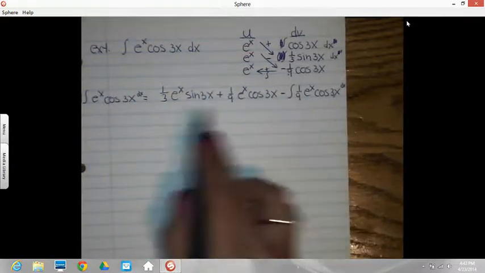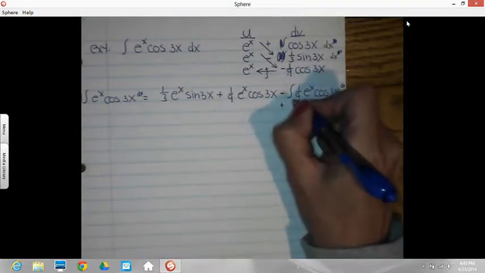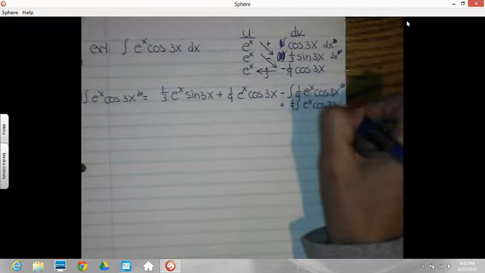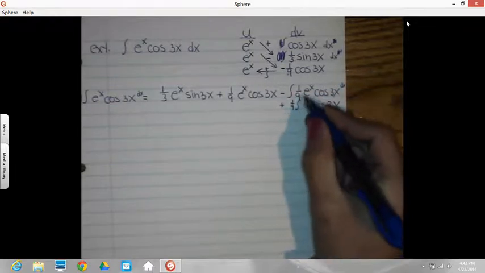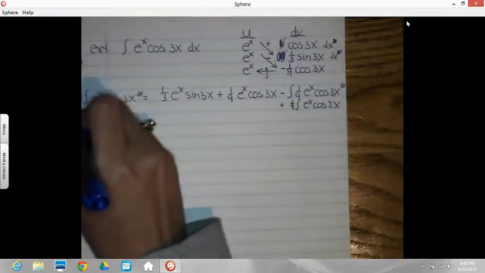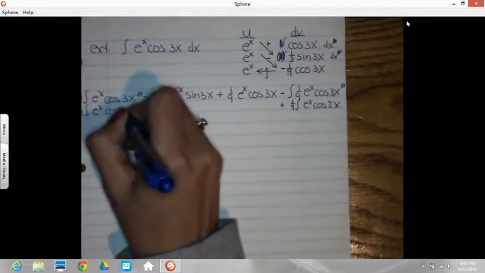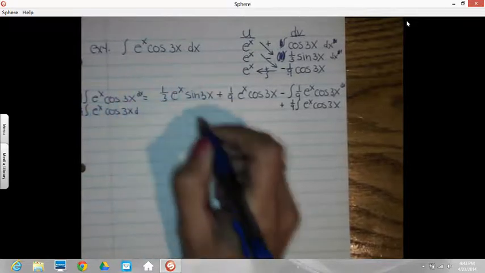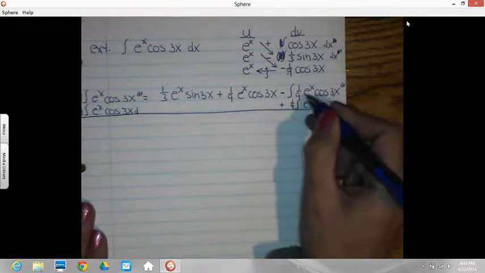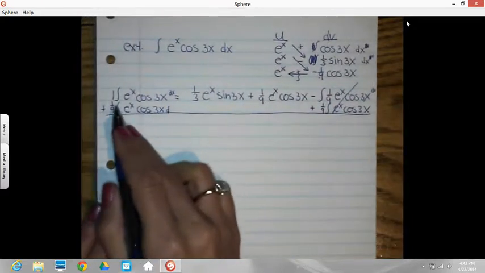I can bring these two terms together because they're like terms. So what I'm going to do is add this 1/9 integral of e to the x cosine 3x to both sides. I just pulled the 1/9 out in front here. So now this is the same term. They're going to cancel each other out because I got a minus 1/9 and a plus 1/9. Those are going to go away. Plus 1/9 integral of e to the x cosine 3x dx. So what this does for me is it cancels out the integral that's on my answer here. So that's gone.